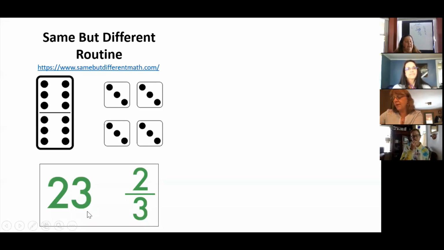If I look at this one down here, 23 and 2/3, well, the digits are the same, but they're represented in different ways. In this part here, this is a 2-digit number. It's more than a whole. 2/3 is less than a whole, so that's something that's different. So let me share that website with you.